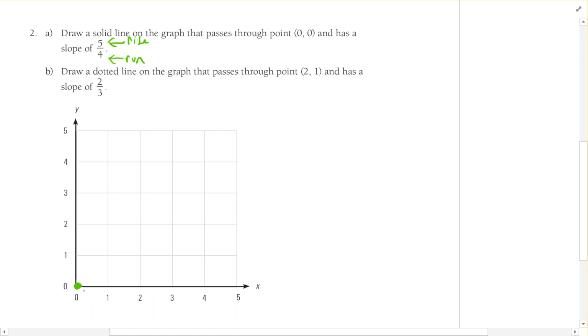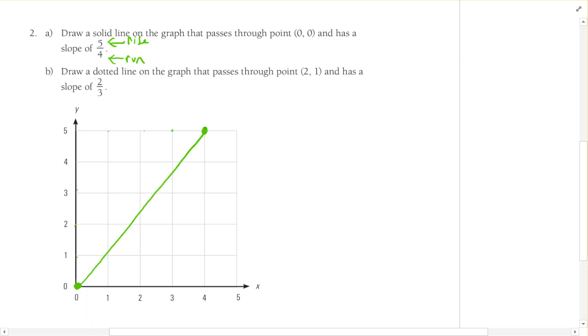Start at that point, and I'm going to go up 5. So 1, 2, 3, 4, 5. And I'm going to go over 4. 1, 2, 3, 4. So if I had a point there, then I would have the proper slope, right? So you can just draw a line connecting those.